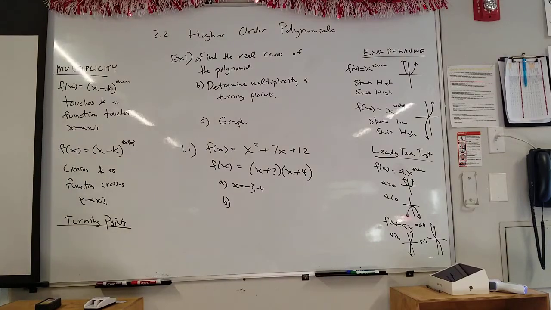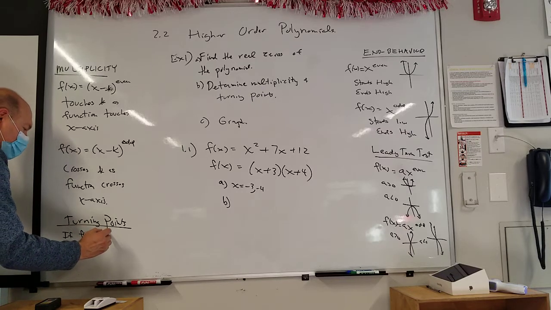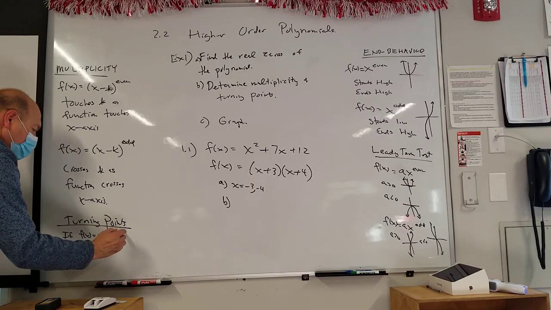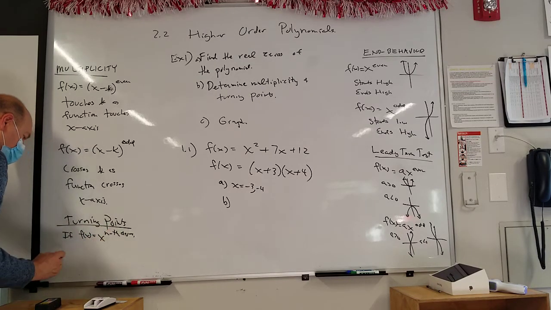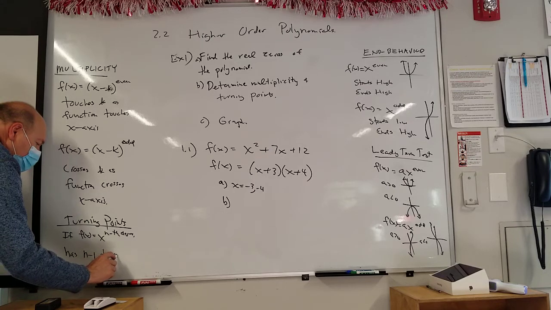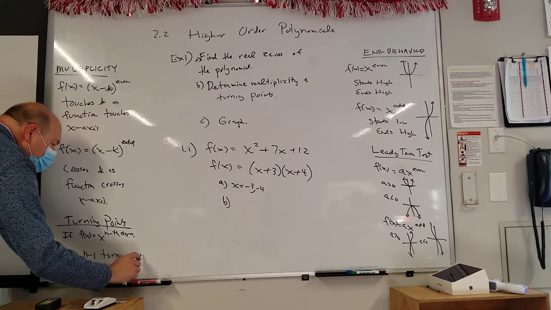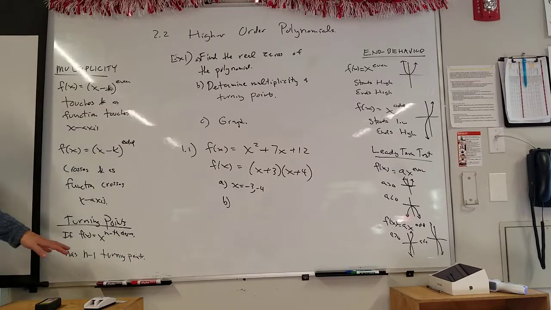Before we get to part B here, let's go to turning points. Turning points means this: if f of x is equal to x to the nth degree, it has n minus 1 turning points. And we'll do that as we do the graph. That's probably the best way to see it in the graph.